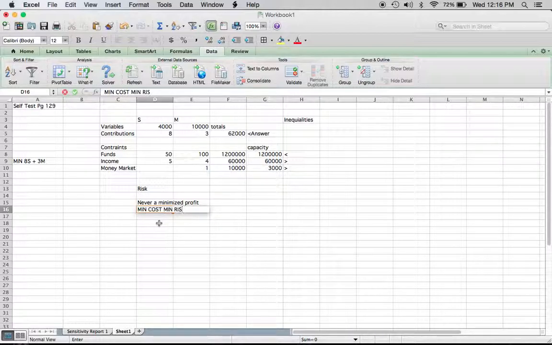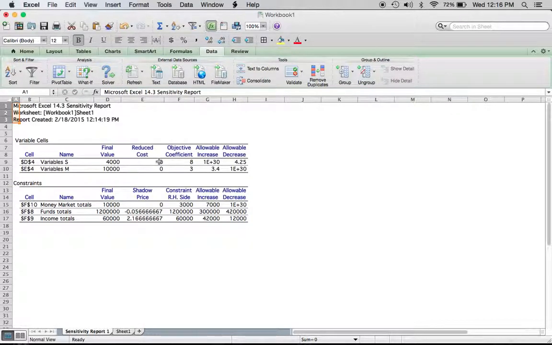And our sensitivity. So what does the 1e+30 mean? Infinity. This means that you can do whatever you want to. Technically, that's what it means. In practice, you can't just jack it up to whatever.